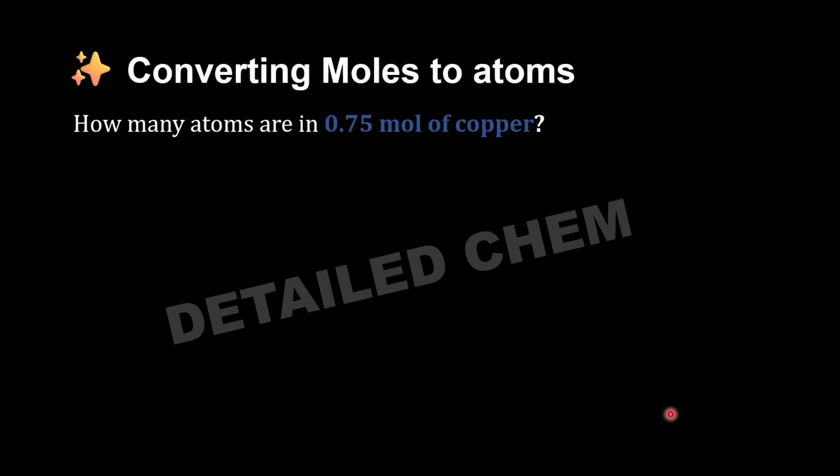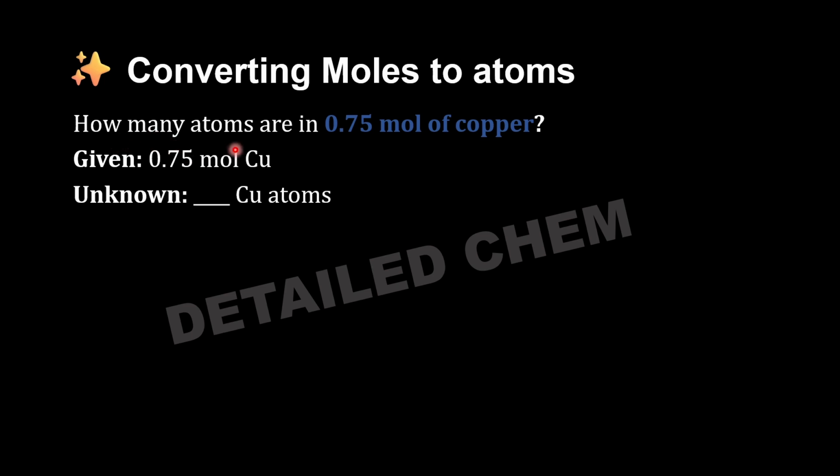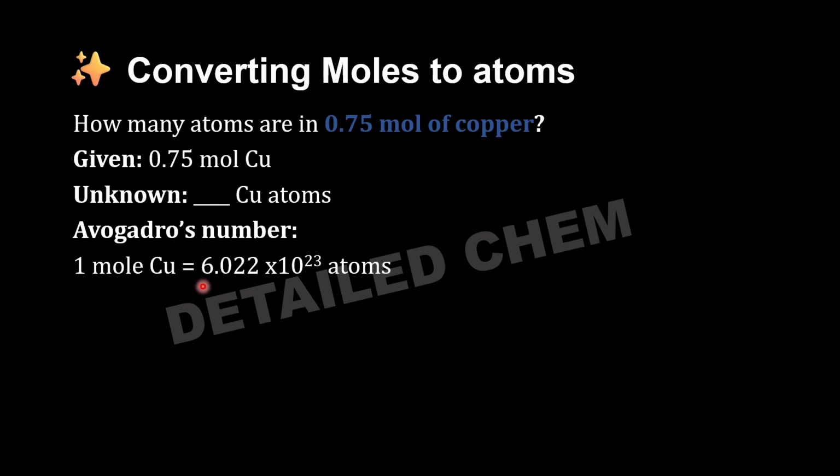Example number 1: how many atoms are there in 0.75 mole of copper? The given is 0.75 mole of copper, and the unknown is the number of copper atoms. Avogadro's number says 1 mole of copper is equal to 6.022 times 10 to the power of 23 atoms. We use atoms because copper is represented by one single element only.